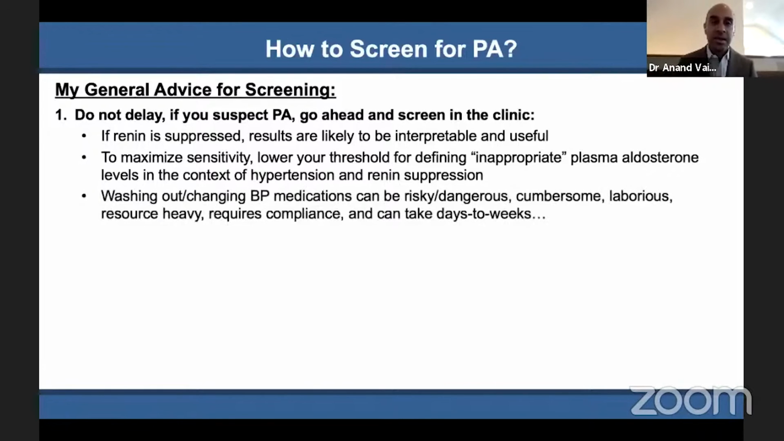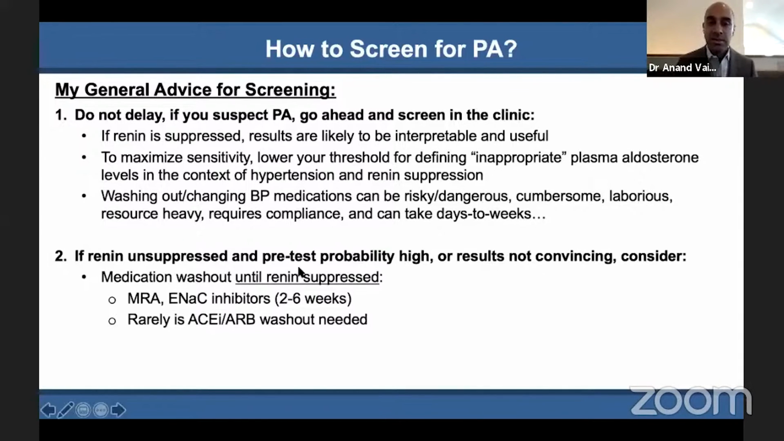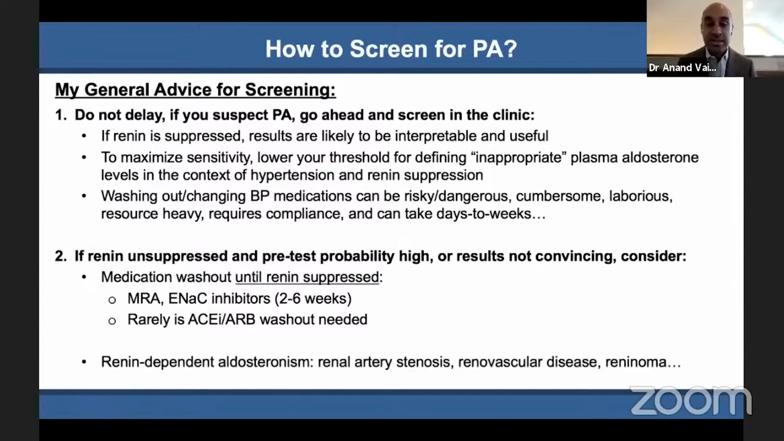Washing out or changing blood pressure medications takes a lot of time and effort. It puts a lot of pressure on you and your patients, and it is a laborious process that is not usually necessary. If the renin is unsuppressed or the pretest probability is high, then you can consider a medication washout until the renin is suppressed, mainly focused on mineralocorticoid receptor antagonists and ENaC inhibitors, but rarely is an ACE or ARB washout needed. And if the renin does not suppress after many weeks, this is a renin-dependent aldosterone production, a renal artery stenosis, renal vascular disease, reninoma, etc.